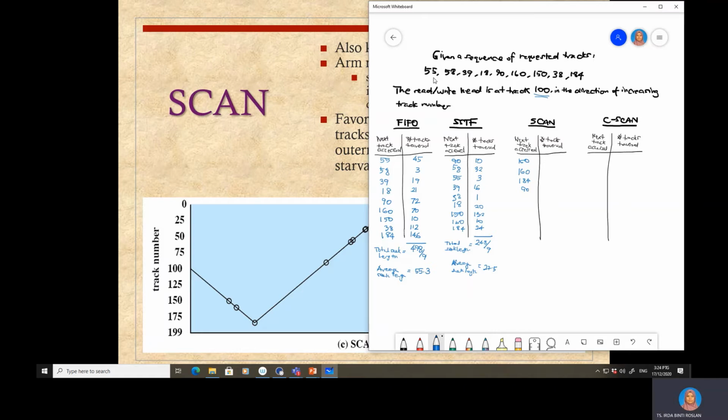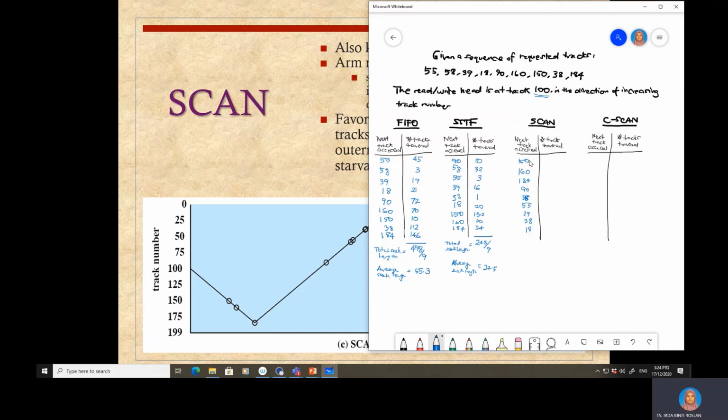58, 55, 39, 38, and then 18. Is it correct? 2, 3, 4, 5, 6, 7, 8, 9.